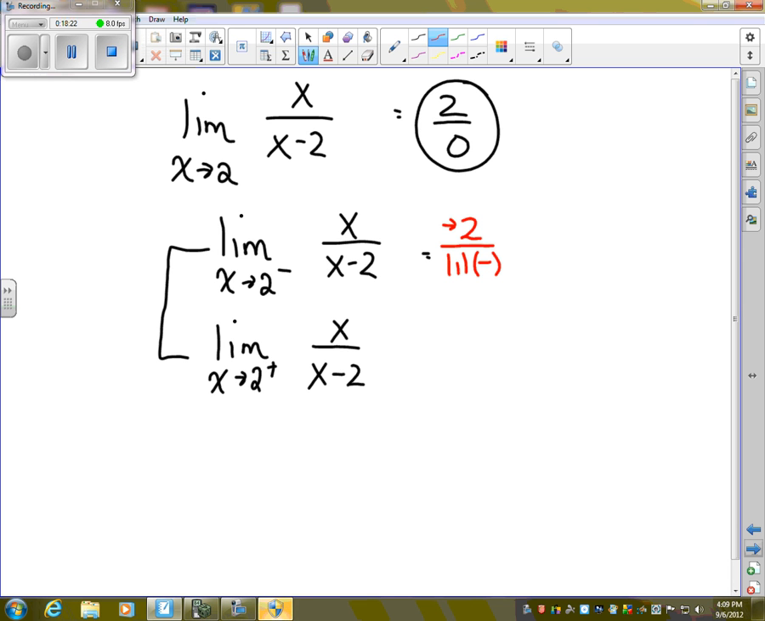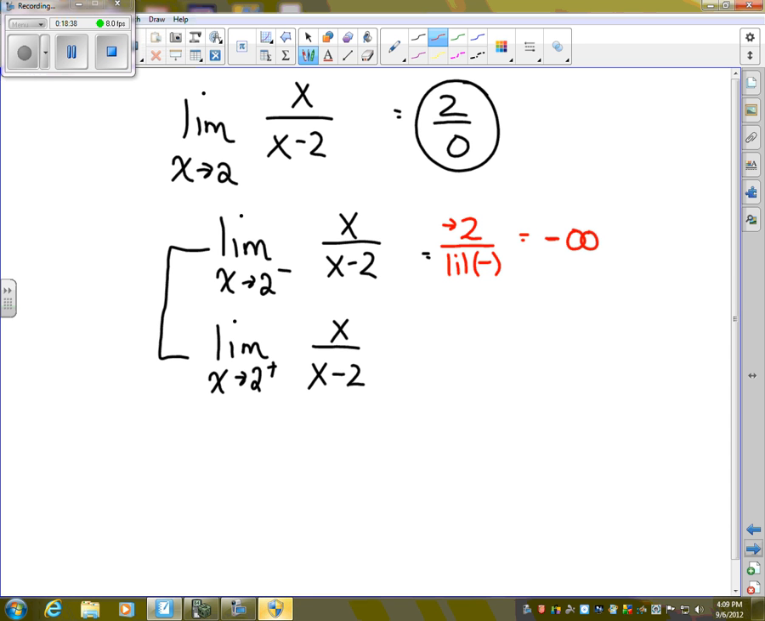All right. So if I've got a little bit of negative stuff, that means I've got 2 over little, and we talked about that was big. So that answer is big. But we've got a positive divided by a negative, so that answer would be negative infinity.